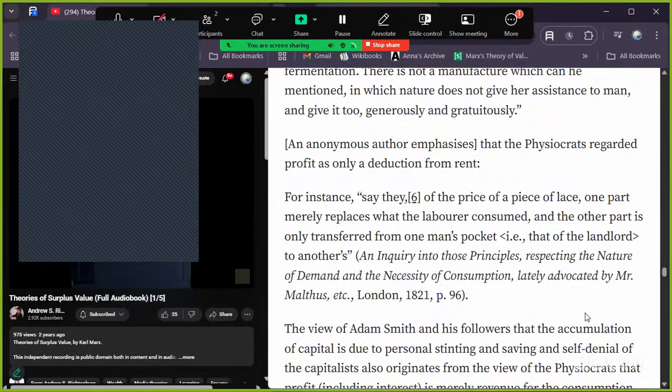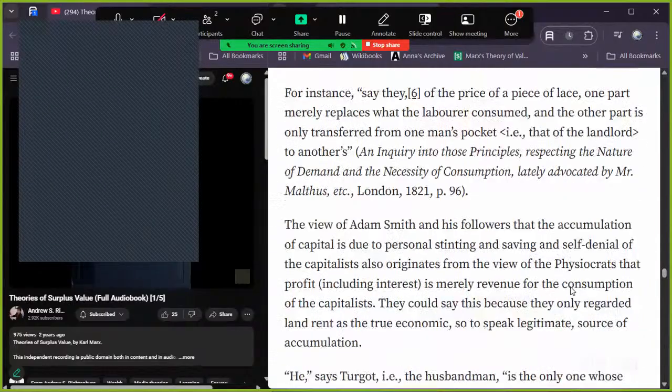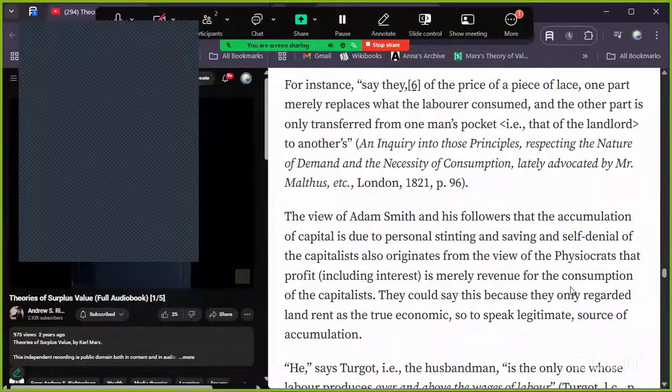End quote. An anonymous author emphasizes that the physiocrats regarded profit as only a deduction from rent. For instance, quote, "Say they, of the price of a piece of lace, one part merely replaces what the laborer consumed, and the other part is only transferred from one man's pocket, i.e. that of the landlord's, to another's." End quote, from An Inquiry into Those Principles Respecting the Nature of Demand and the Necessity of Consumption, lately advocated by Mr. Malthus, published in London in 1821.